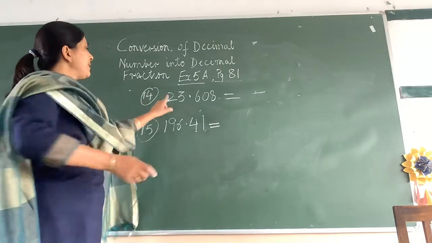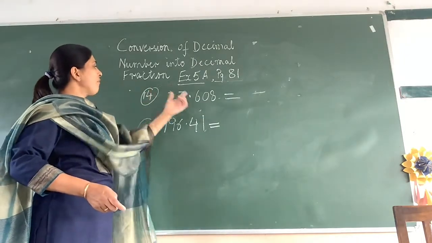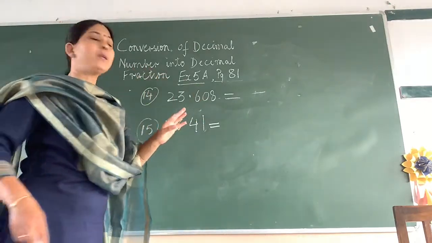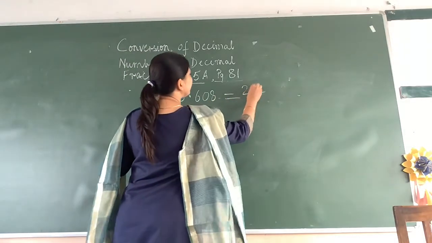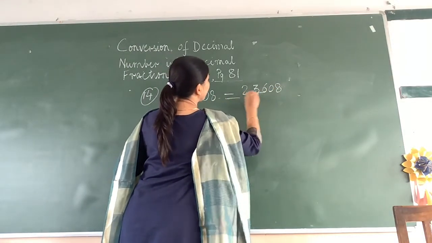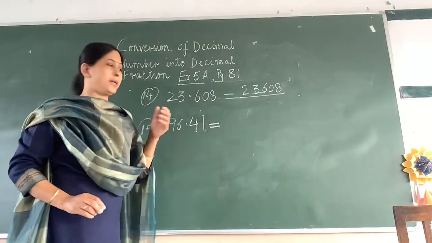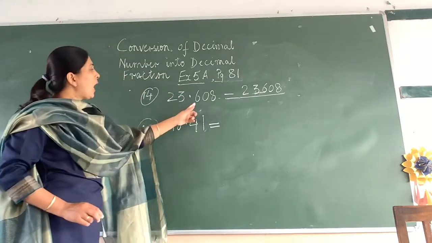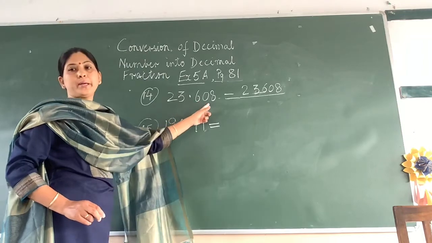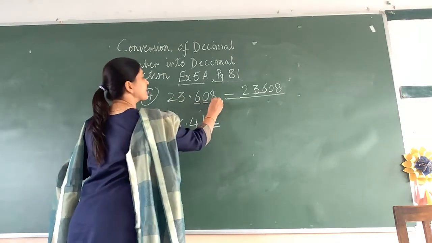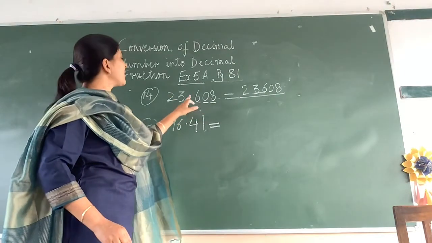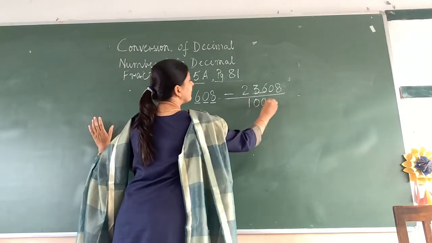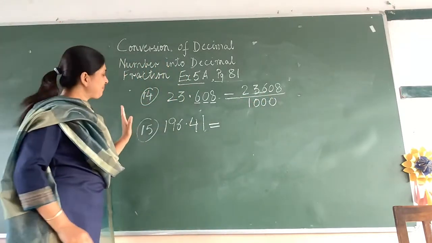Now see, this decimal number we will write without the decimal point. That will become our numerator. 23608. This becomes our numerator. Now, how many decimal places does 23.608 have? It has 3 decimal places, which means it has 3 digits after the decimal point. So, our denominator will be 1000. Isn't it?